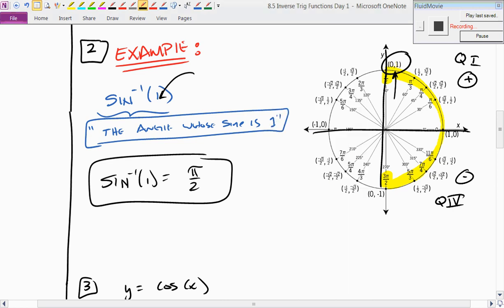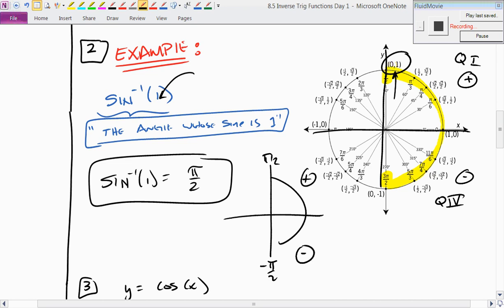Alright, so inverse sine functions. The graph that we usually draw here is this is negative pi over 2. Here's pi over 2. And sine lives either here or here. Positive in the first quadrant, negative in the fourth quadrant. Because the definition says we restrict our domain from negative pi over 2 to positive pi over 2. Alright, what do you guys think?